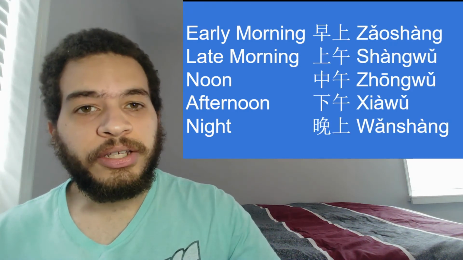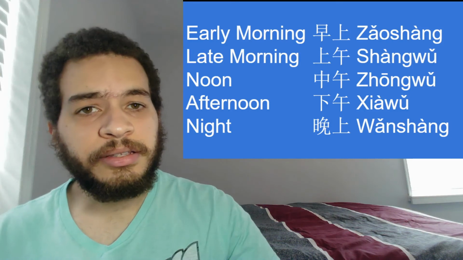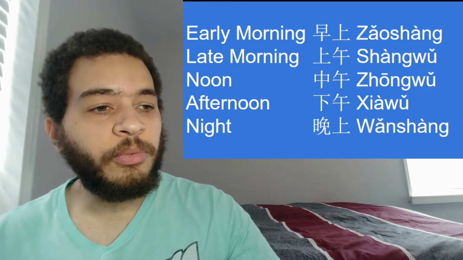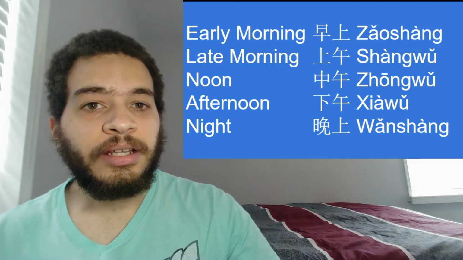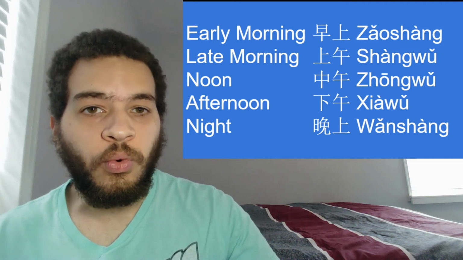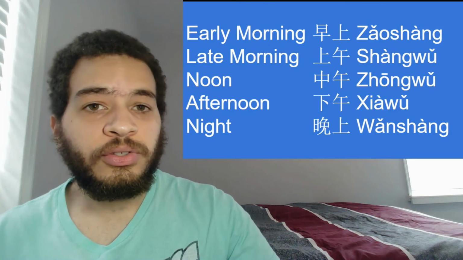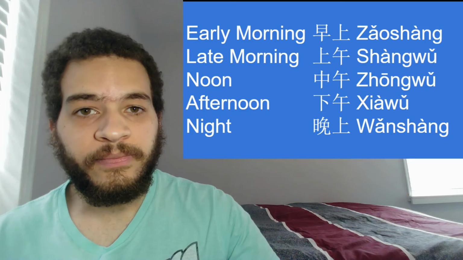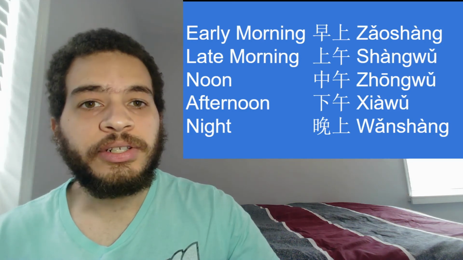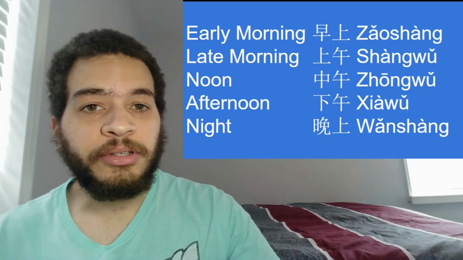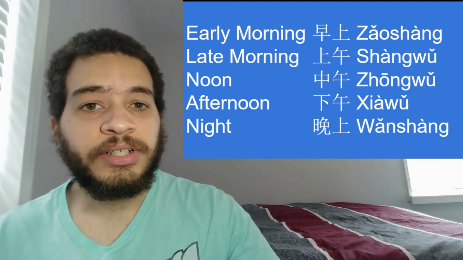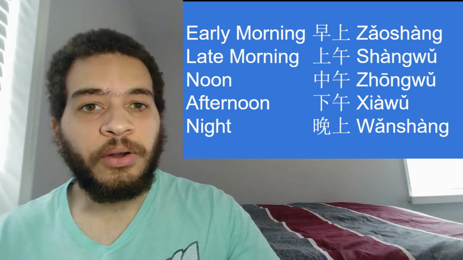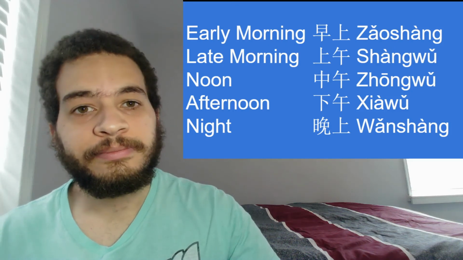Now, here are the sections in Chinese. Let's go through the names of these times of day. So, early morning is 早上, late morning is 上午, noon is 中午, afternoon is 下午, and night is 晚上. Alright, one more time a little faster. We have 早上, 上午, 中午, 下午, 晚上.